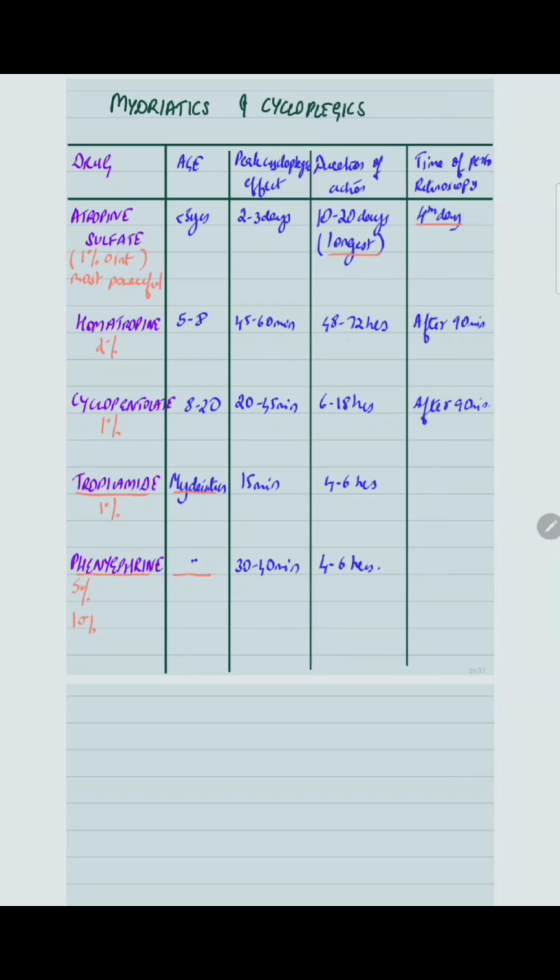Homatropine: the duration of action is 48 to 72 hours, that is 2 to 3 days, and retinoscopy is done after 90 minutes, or almost 1.5 hours. Cyclopentolate: again 6 to 18 hours, retinoscopy is done after 1.5 hours. Then tropicamide and phenylephrine are used only as mydriatics. We can't do retinoscopy with them.